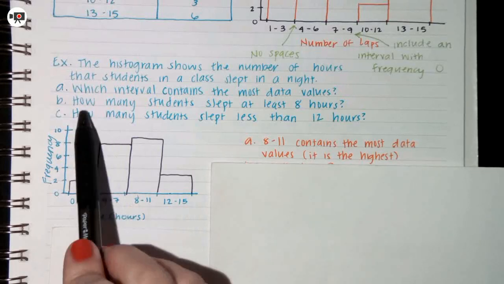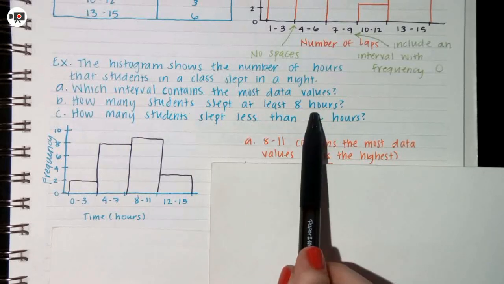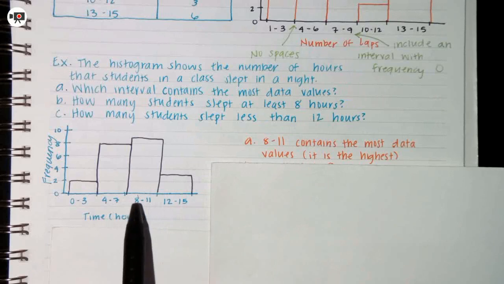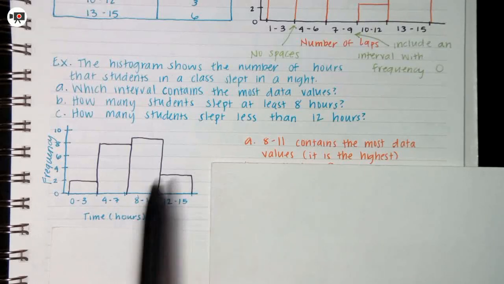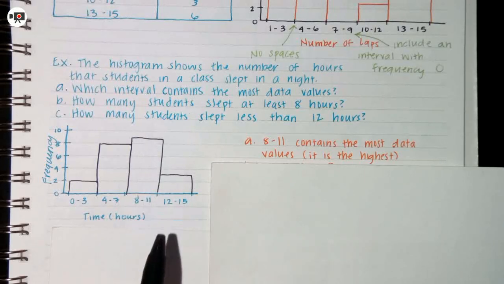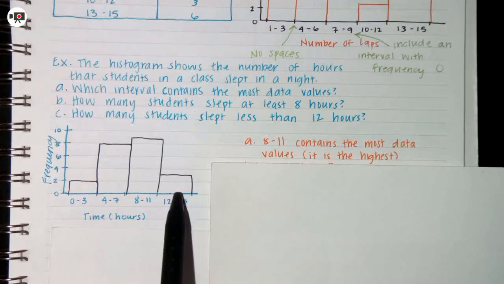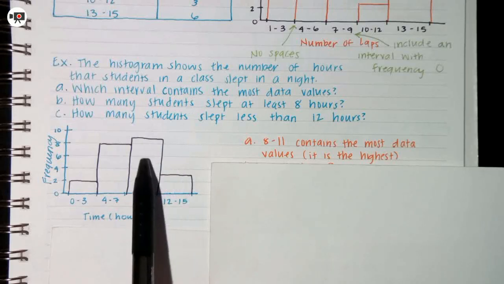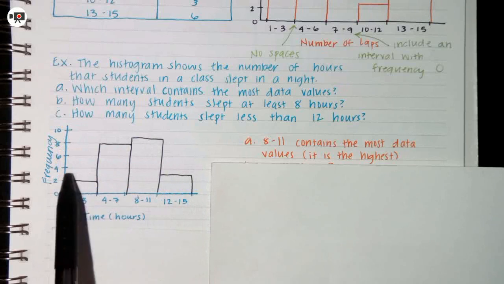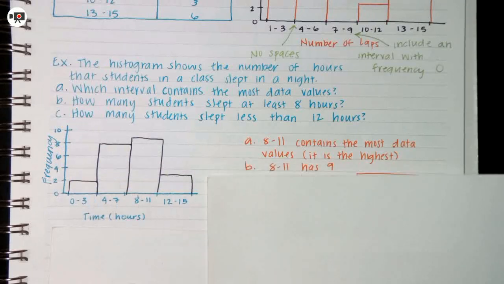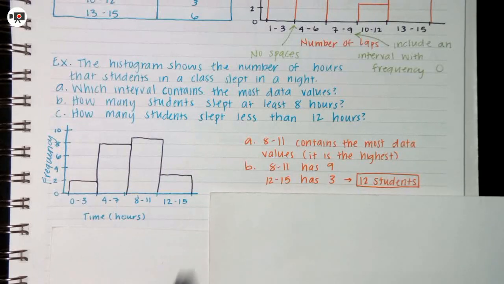So, question B says how many students slept at least 8 hours. So at least means 8 or more. So I'm going to add however many are in 8 through 11 plus however many are in 12 to 15. So that is 9 plus 3, which is 12. So 12 students slept 8 or more hours.